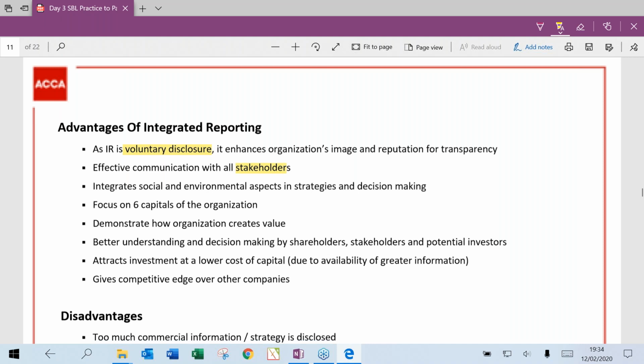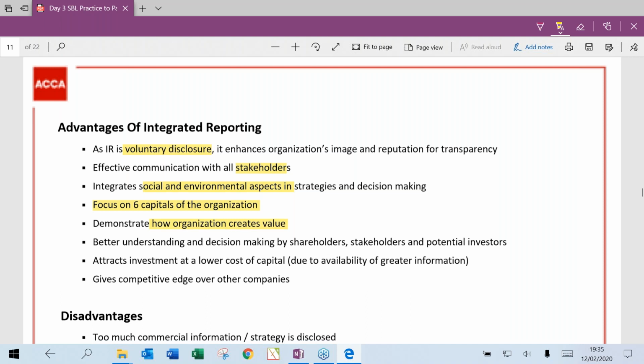So you see, a financial statement is more focused towards shareholders. Okay, but integrated report is more holistic. It also focuses on social and environmental aspects of the organization. So it is a good communication document with all stakeholders. It integrates social and environmental aspects. Okay, it covers all these things. It focuses on six capitals rather than one capital. It shows how we create value.